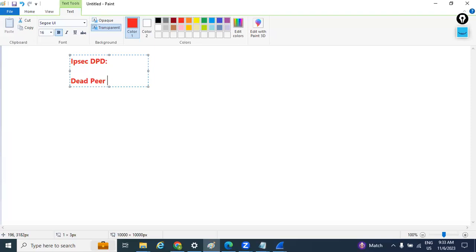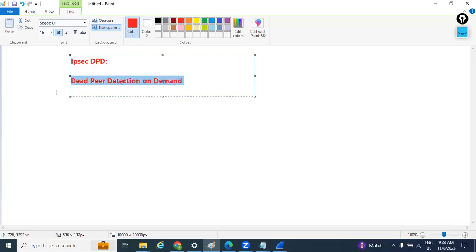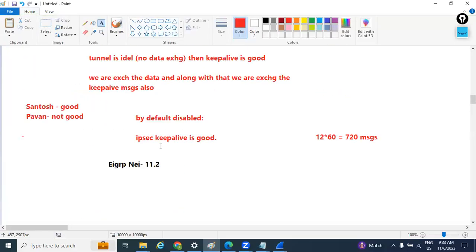Dead peer detection on link. Is this clear? The solution is what in between? Guys, first of all, before the solution, is the problem clear or not? Why Santosh is saying it's good and why Pawan is saying it's not good? Yes, guys, is this concept clear or not? Is there anyone right now who has a doubt or problem with Santosh and Pawan's output? I hope it's clear.